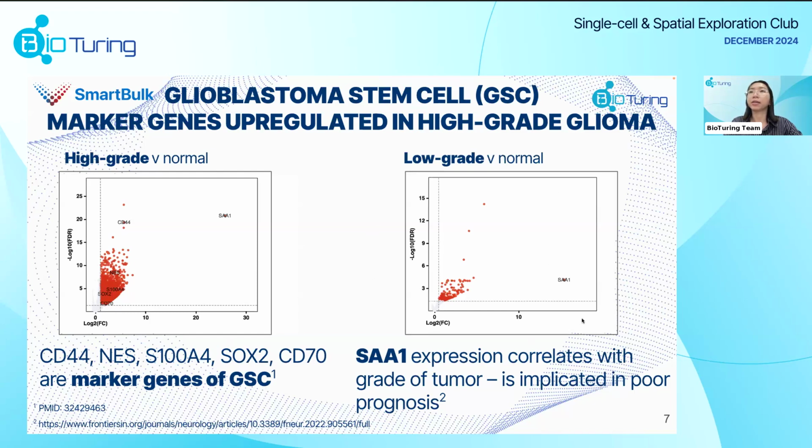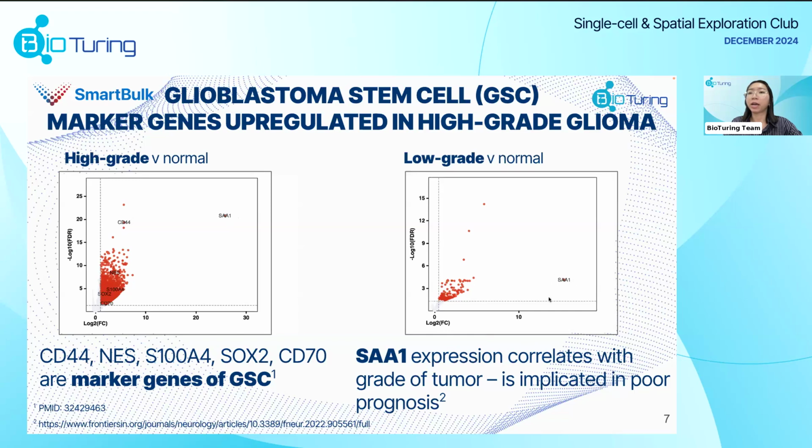Whereas on the right-hand side, where we compare low grade versus normal, I don't see that upregulation of these marker genes of glioblastoma stem cells. What this tells me is that these low-grade gliomas don't yet express many marker genes of stem cells. However, an interesting pattern I do see is the upregulation of the SAA1 gene. I see that upregulation in both the high-grade and the low-grade tumor.